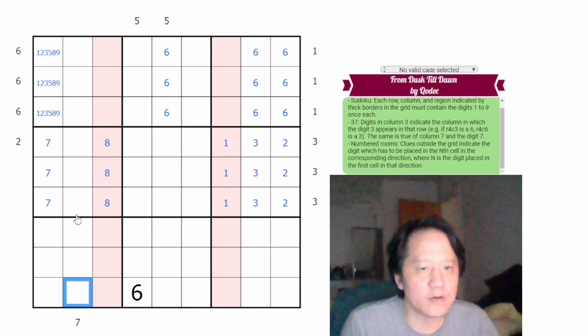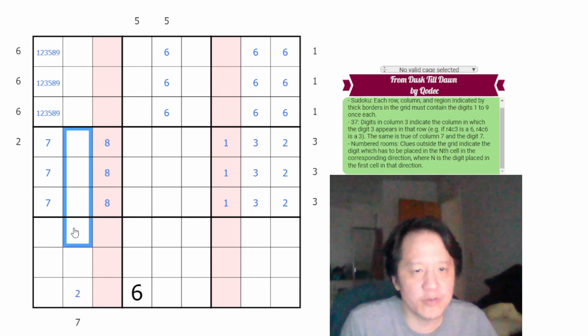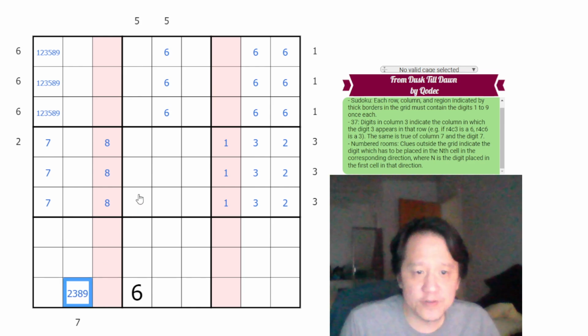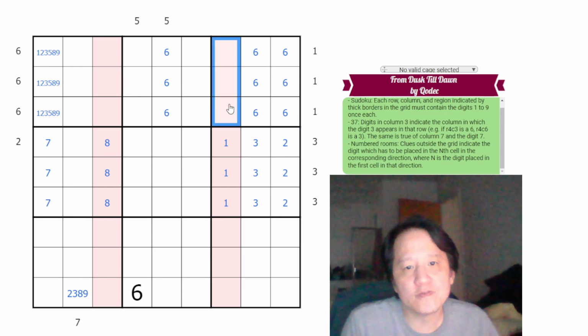Where is the 7 here? It cannot be 1. It cannot be 7. So it can't be 4, 5, and 6. So this is 2, 3, 8, or 9. If this is 8 or 9, so the 1 has to be either in 1 or 3. Cannot be in 3. So it can't be in 2 because of this. Sorry, it can't be in 3 because of that. So this has to be 1.